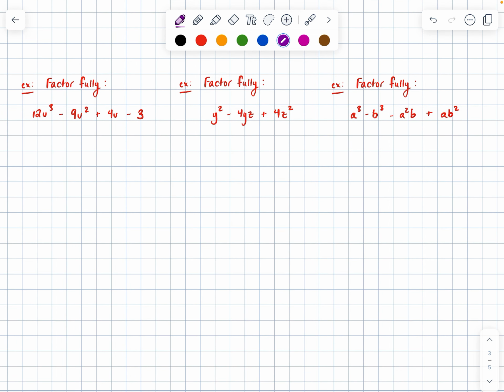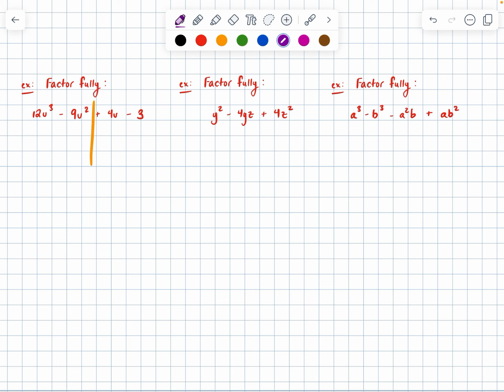So I'm going to drop a big old dividing line down my middle. I'm going to take the GCF of each part. Well, 12v cubed and negative 9v squared. Both 12 and 9 are multiples of 3. Between v cubed and v squared, I'm going to take my smaller exponent of v to the power of 2.